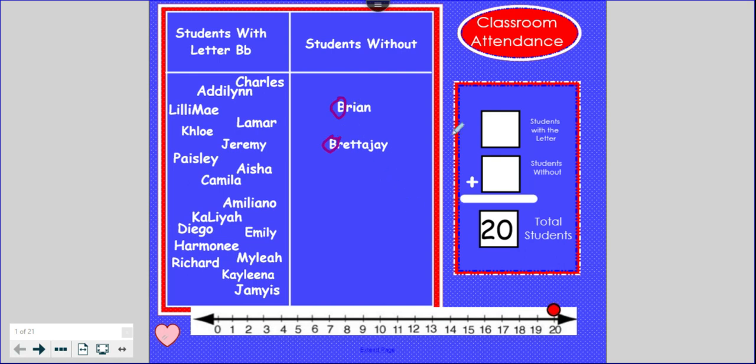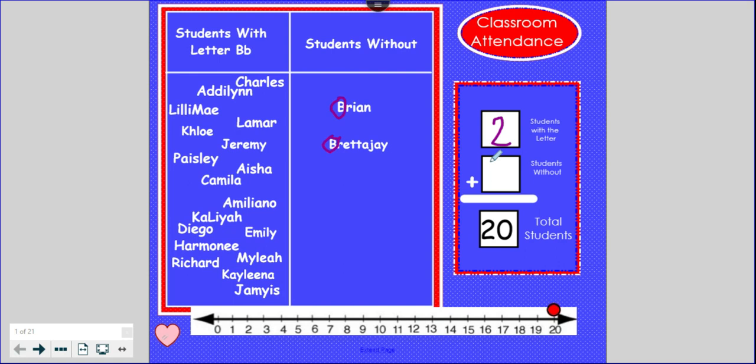So let's put a number 2 in the box that says students with the letter B. There's my number 2. And let's count how many students do not have the letter B in their first name. 1, 2, 3, 4, 5, 6, 7, 8, 9, 10, 11, 12, 13, 14, 15, 16, 17, 18. 18 kids have no letter B's in their first name.